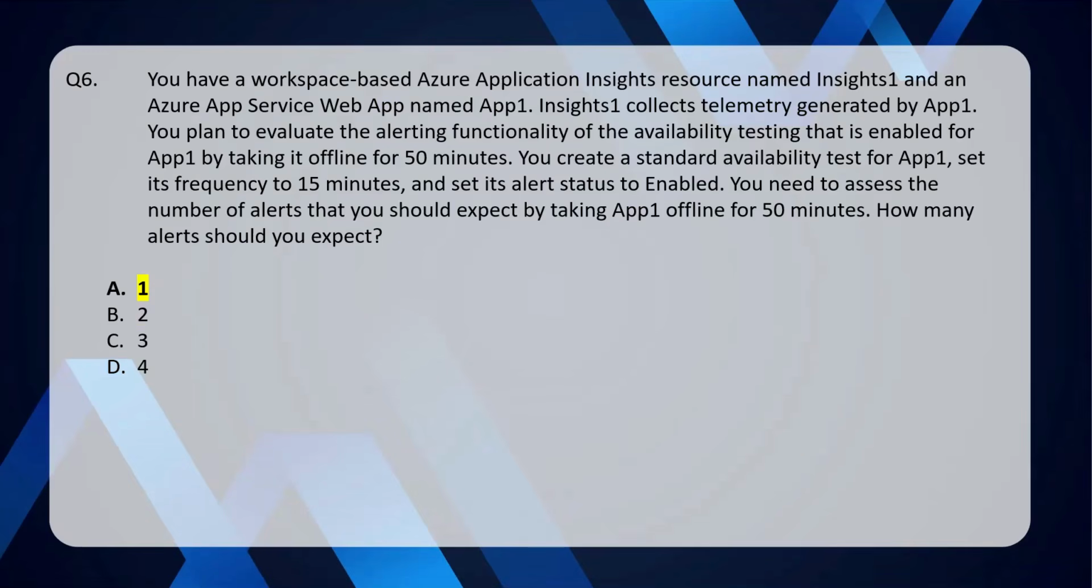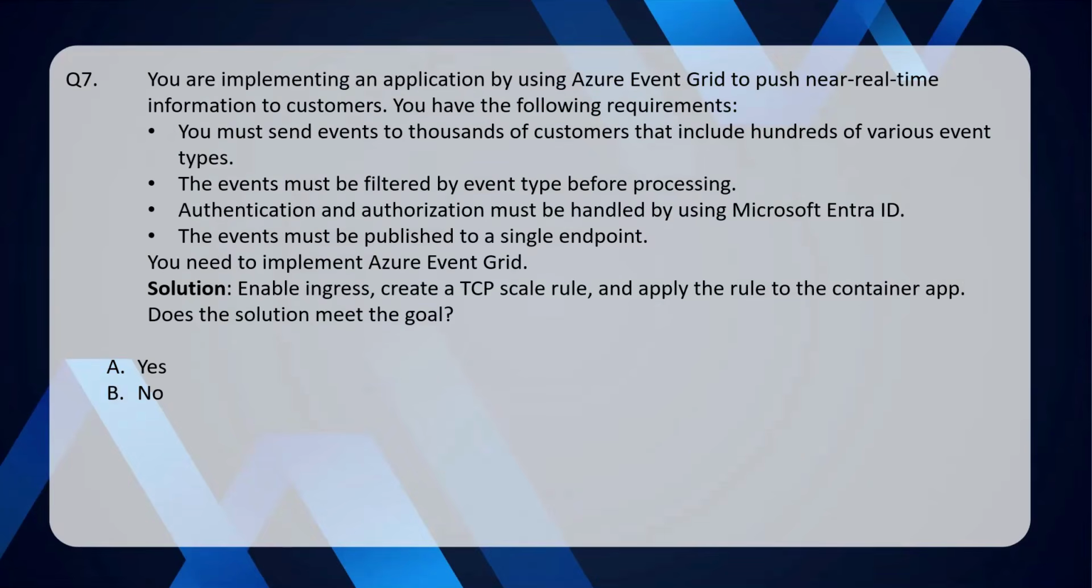Let's look at question number 7 of the series. You are implementing an application by using Azure Event Grid to push near real-time information to customers. You have the following requirements. You must send events to thousands of customers that include hundreds of various event types. The events must be filtered by event type before processing. Authentication and authorization must be handled by using Microsoft Entra ID. The events must be published to a single endpoint. You need to implement Azure Event Grid.